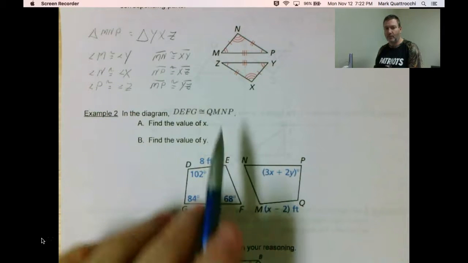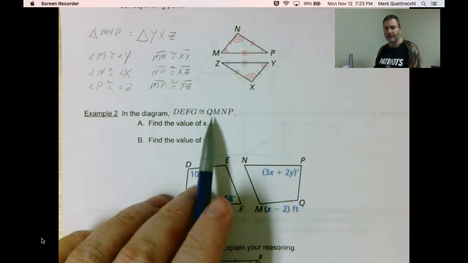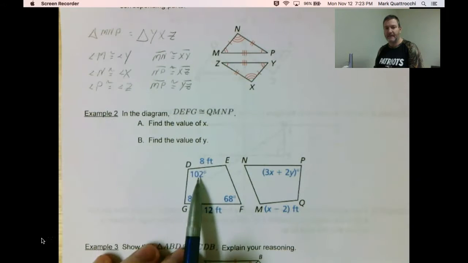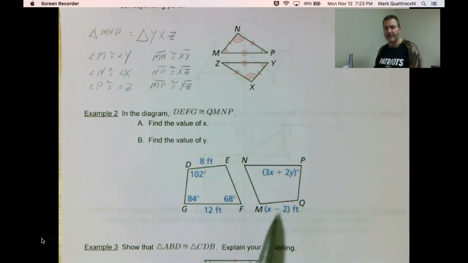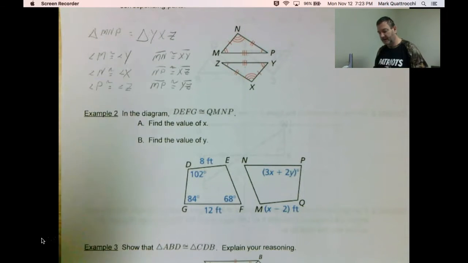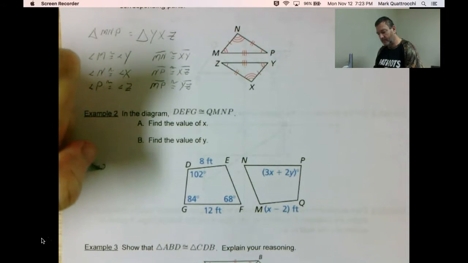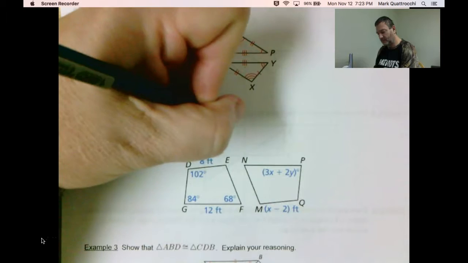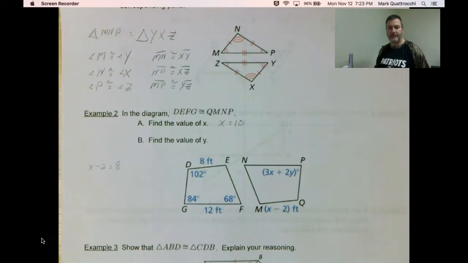Segment MQ, the first two letters here, must match up with segment ED over here. I know you might think x minus 2 is equal to 12, but MQ does not match up with FG. MQ matches up with DE, so x minus 2 equals 8, x equals 10.